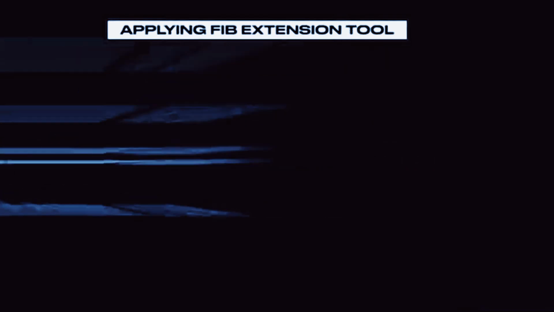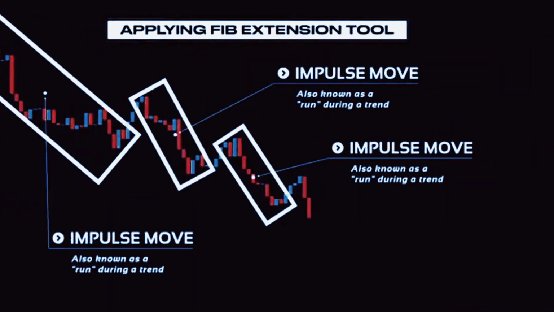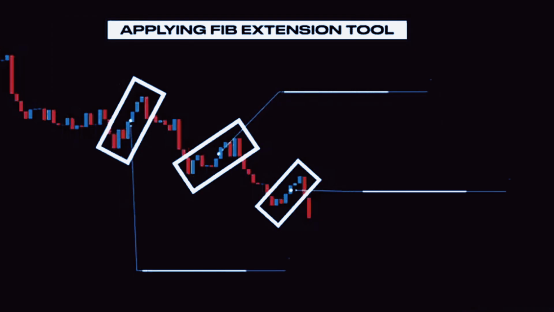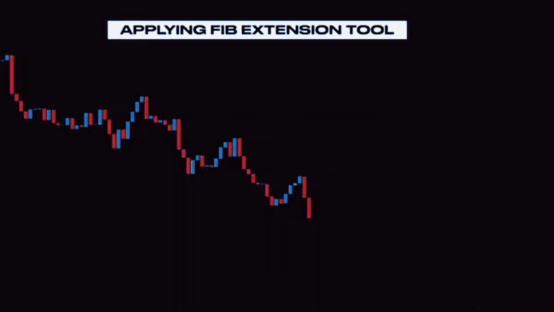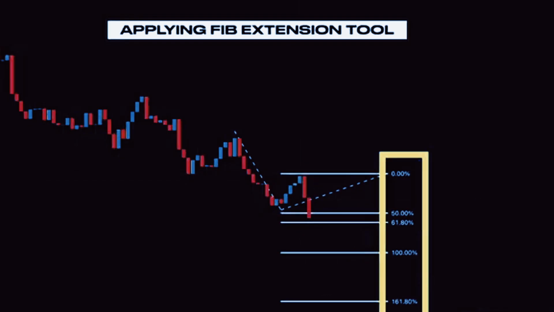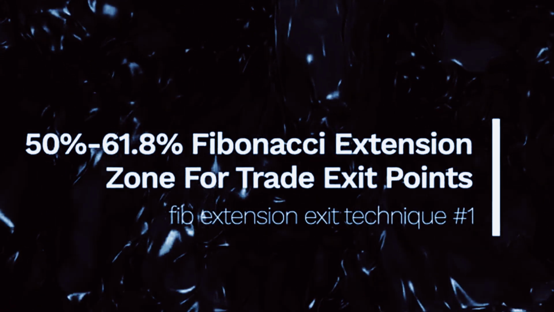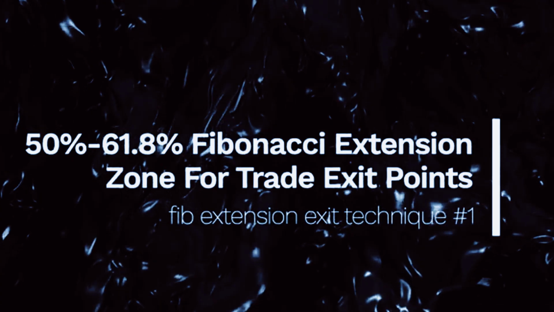So in the opposite direction, in a downtrend, you have your impulse moves here, and your corrective moves here. Grab your Fibonacci extension tool, click at the start of the previous impulse move here, drag it down and click again at the start of the corrective move, and then drag it up to the starting point of your current impulse move, then drag it slightly to the right and click again. And these are your Fib extension levels. So, starting with the 50% to 61.8% Fibonacci extension zone for trade exits.